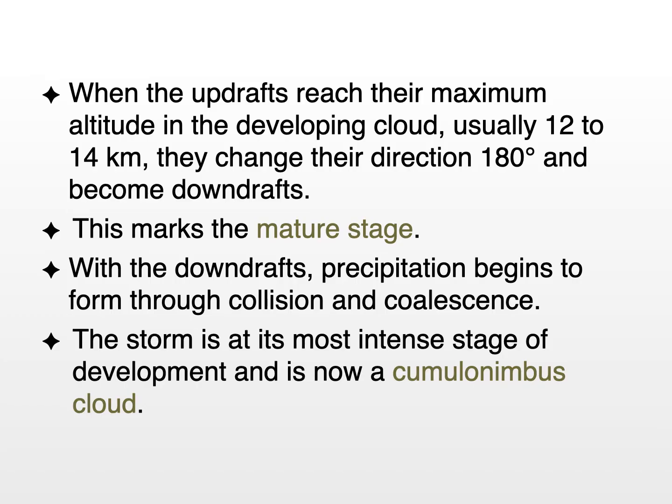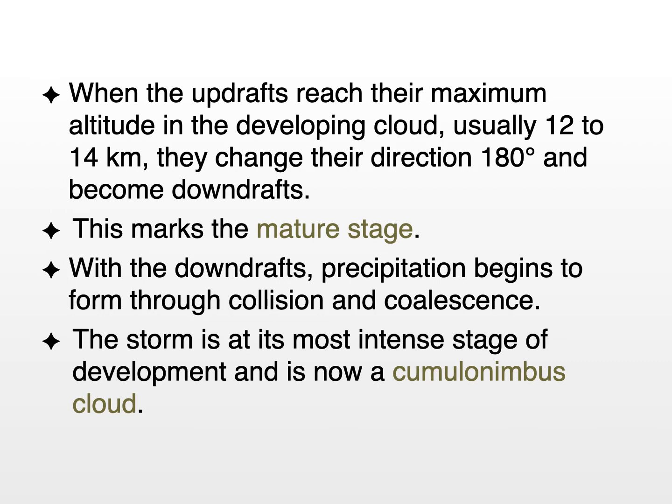When the updrafts in the cloud reach their maximum altitude, anywhere from 12 to 14 kilometers, the direction of the winds inside the cloud reverse. They change direction by about 180 degrees, and now we don't have updrafts, we have downdrafts occurring in the storm. And this marks the mature stage. These downdrafts move small particles of water. The water droplets collide into each other and coalesce and form bigger droplets until the droplets are large enough to fall out of the cloud.